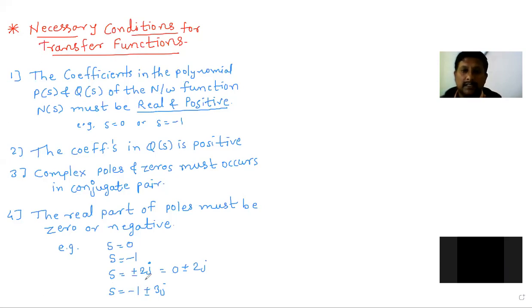Like this, we can take the example. It should not be like this: S is equal to 1 plus or minus 3j. This is not acceptable because the real part is positive here. So this is not acceptable. You can try to understand that here.